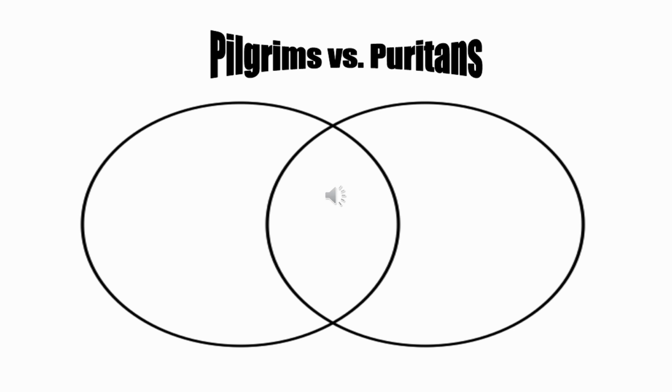Before we go any further, I'd like to talk a little bit about the difference between Pilgrims and Puritans, because often those two are sort of combined as being the same people, and they weren't. Now, I'm going to pull out this Venn diagram, and in terms of what they had in common, both the Pilgrims and the Puritans disagreed with the Church of England. They both wanted religious freedom.